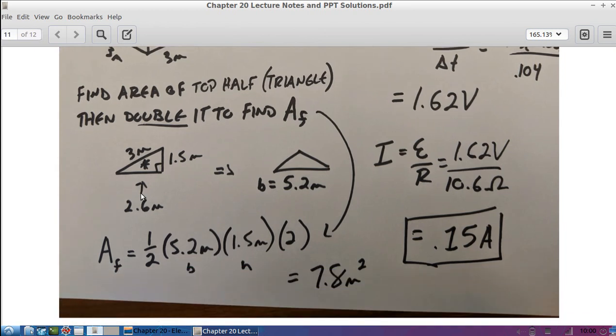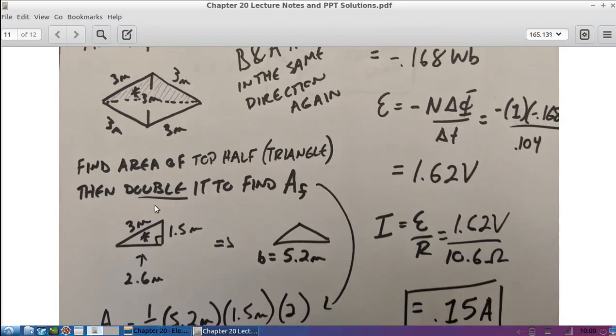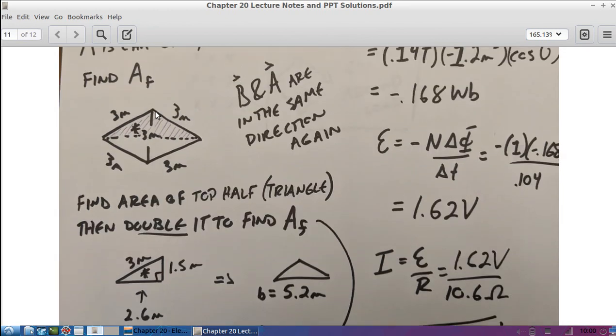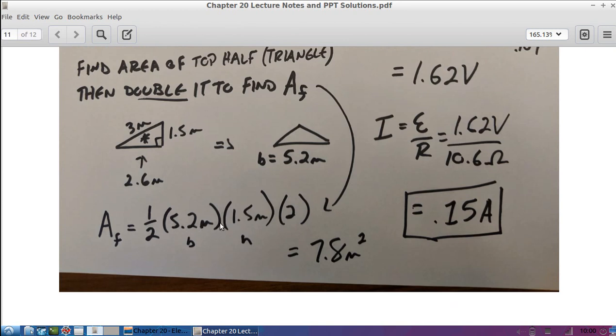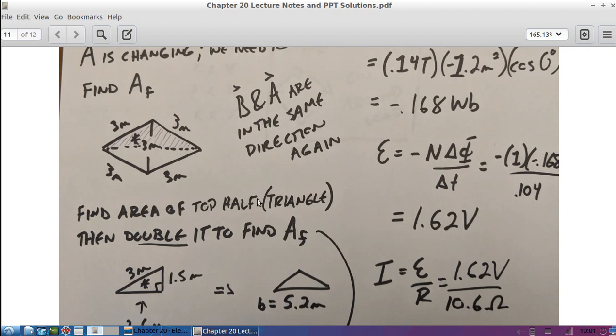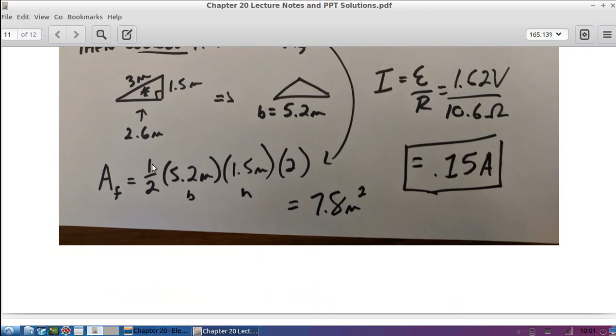So I used the Pythagorean theorem to find the base of this little one, right? And the base of this little triangle is 2.6 meters. So if you double this, you've got the base of this entire shaded triangle right here. So I'm going to use 1/2 base times the height, and then multiply it by 2 because I want the area of 2 shaded triangles. So I've got 1/2, my base is 5.2 meters, my height is 1.5 meters, multiply it by 2, my new area is 7.8 meters squared.